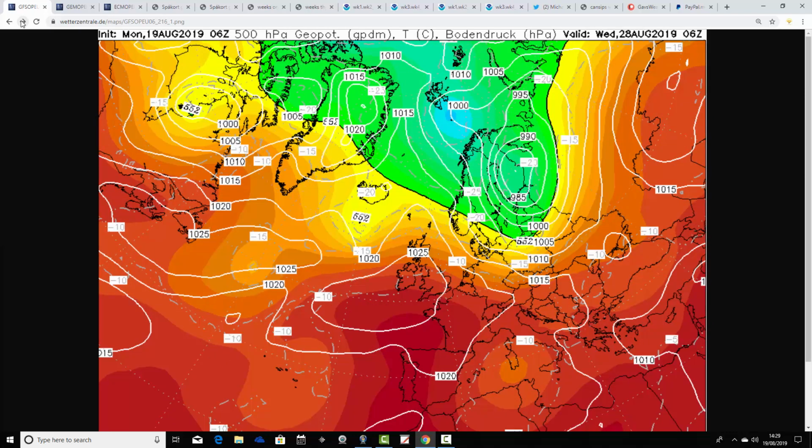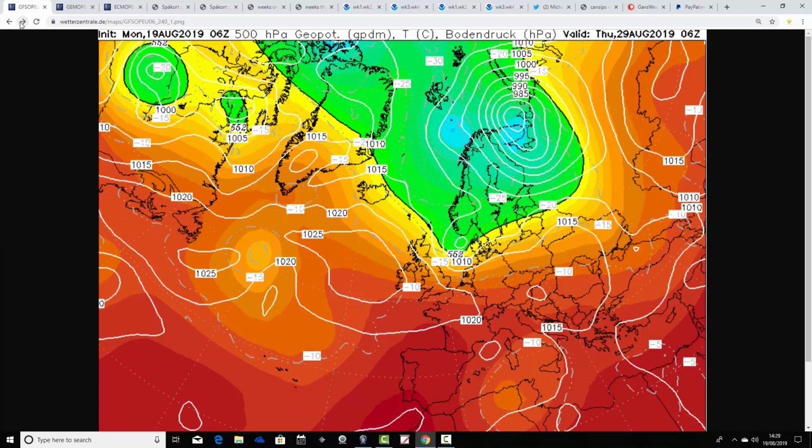Beyond that, we go towards day 10. Keep quite a bit of anticyclonic weather going. This is accounting for the scatter within the GFS ensembles, this scenario. So where we are at day 10, which is Thursday the 29th of August, I've got this ridge over and just to the west of the country.